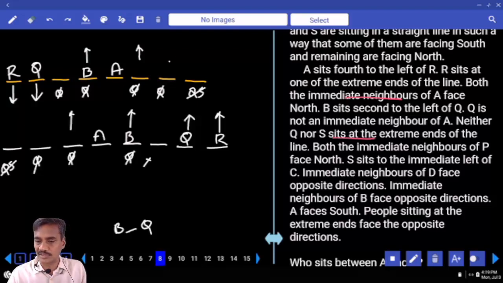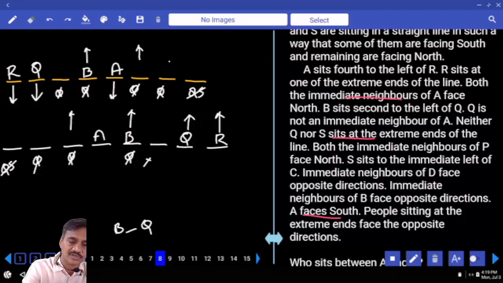And both the immediate neighbors of P are facing towards north, and A is facing south is given. Now here A is facing south. And so both the immediate neighbors of P means P must have 2 neighbors, and so P cannot be at the extreme end. Now in this case we can take P either at this place or at this place. There are 2 different possibilities for this P, isn't it? Then A is facing south.